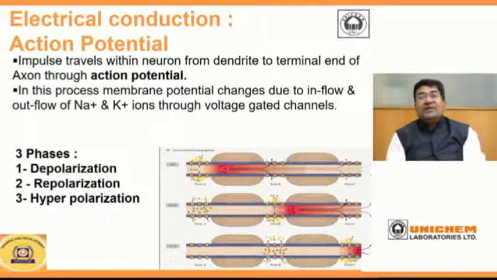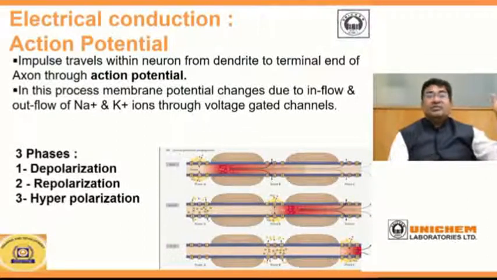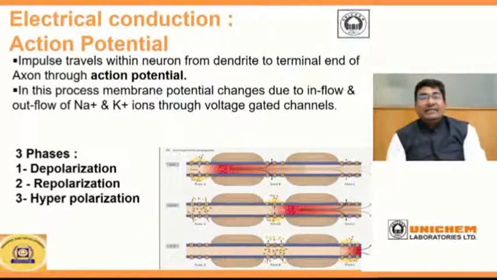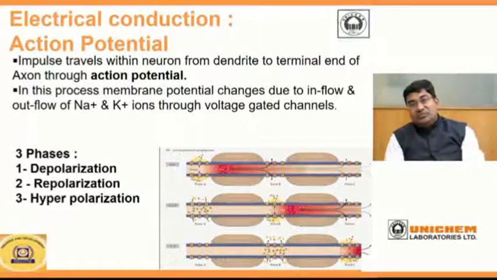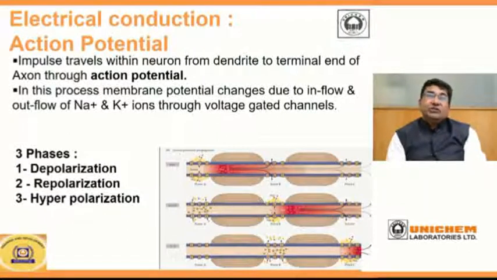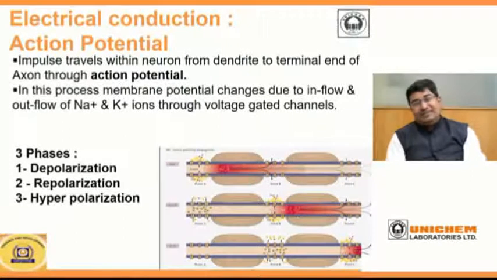Now, let us learn something about action potential. As I told, within a neuron, the information and impulse travel through electric current, and this is called action potential. Impulse travels within a neuron from dendrite to the terminal end of the axon through action potential. It is a process where membrane potential changes due to inflow and outflow of sodium and potassium ions through voltage gated channels. Action potential has three phases: the depolarization phase, the repolarization phase, and the hyperpolarization phase.